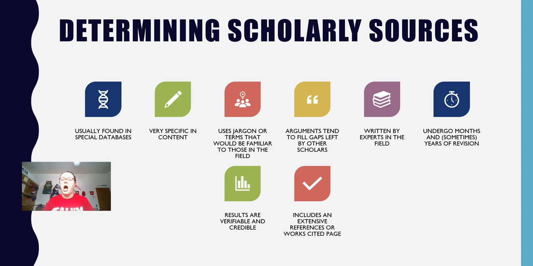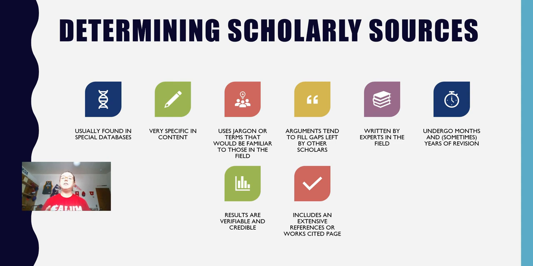The more that you can check off, the more you can be confident that what you are engaging with is indeed a scholarly source. So first, they'll usually be found in special databases. So you can think about the library databases that you have access to as a student. Academic Search Premier, JSTOR, Science Direct, these specific databases really serve as a hub for where you can find scholarly works.